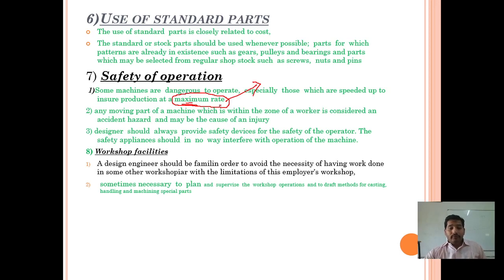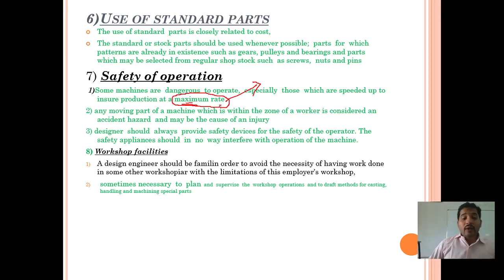Again, the designer should always provide the safety device for the safety of the operator. Because if you do not provide safety for the operator and something happens, the operator will be affected. The safety appliance must and should be provided to the operator whenever they operate the machine.